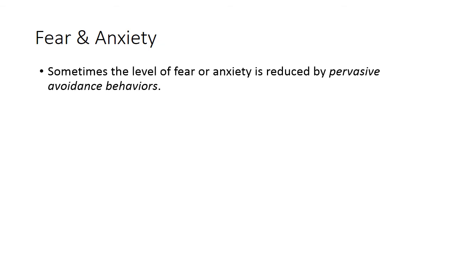Sometimes the level of fear or anxiety is reduced by pervasive avoidance behaviors. Now, they are pervasive because they infiltrate important areas of functioning. For example, in social anxiety disorder, individuals may avoid or seriously minimize contact with other people. At home, they may not answer the door. At work, they may miss or skip meetings or keep their office door closed.